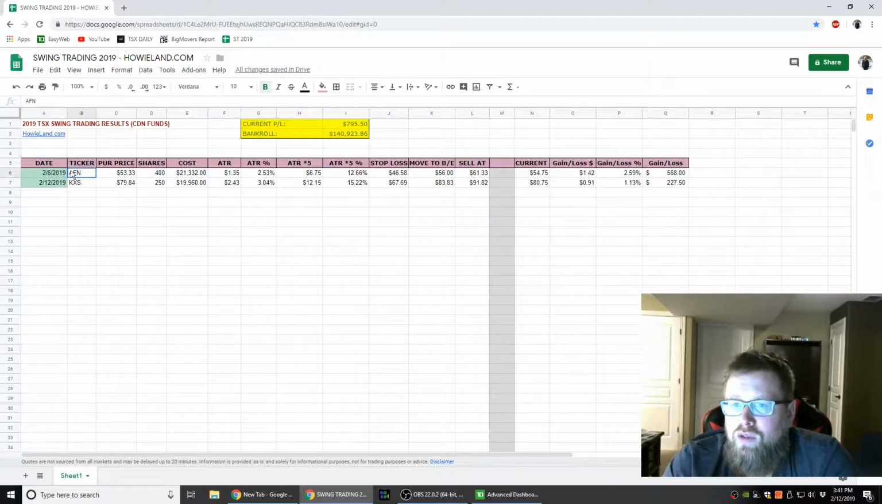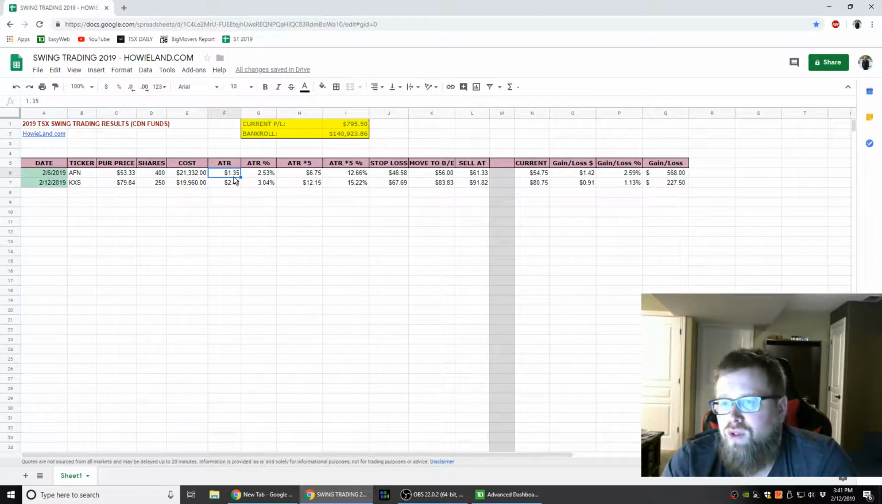So AFN was the first stock I bought. This is my purchase price, shares purchased, dollar amount, cost. This is the average true range, and the average true range as a percentage. This is the ATR times 5, and the ATR times 5 as a percentage. What I'm using as my stop loss is 5 times ATR, so this is looking at the maximum percentage that I could lose on this trade.